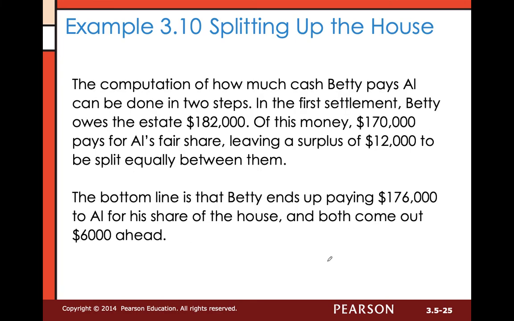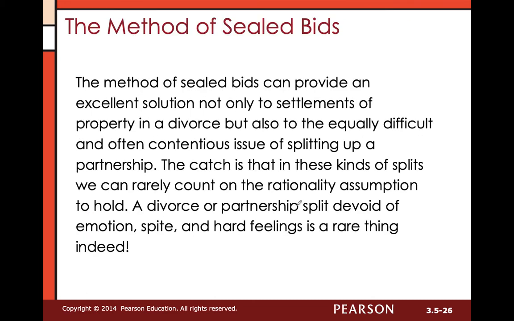The computation of how much Betty is going to pay Al can be done in a couple of steps. First off, the settlement: Betty owes the estate $182,000. Of this money, $170,000 pays for Al's share, leaving a surplus of $12,000 to be split equally between the two. That means that there is $6,000 going to each, which means that Betty only has to pay $176,000, and they both come out $6,000 ahead. So, the method of sealed bids can provide an excellent solution not only to settlements of property in a divorce, but also to the equally difficult, often contentious issue of splitting up a partnership.